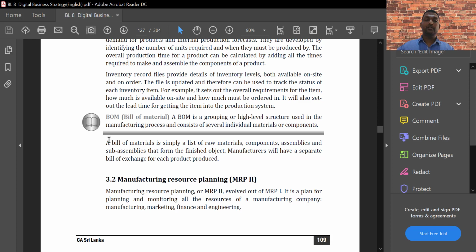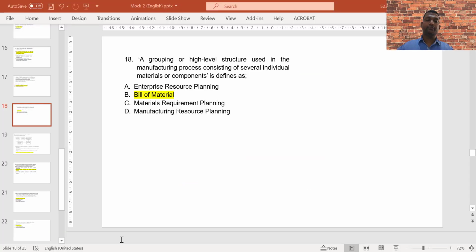So manufacturers will have a separate bill of material for each product produced. So bill of material is all about a list of all these components and materials which are required. So in the question, it's clearly asking for manufacturing process consisting of several individual materials, so defined as. So this grouping is the bill of material.